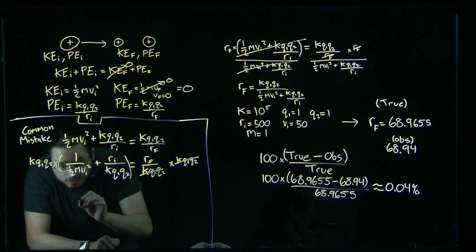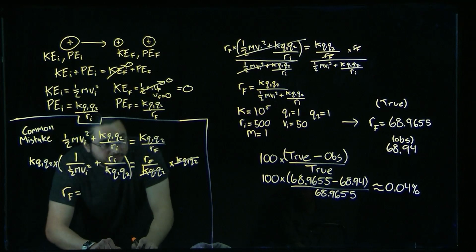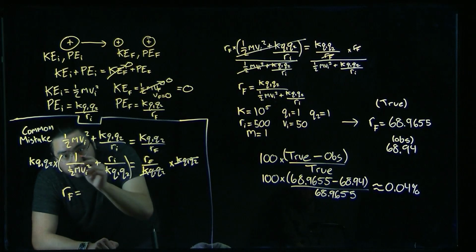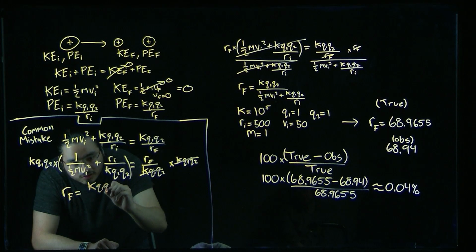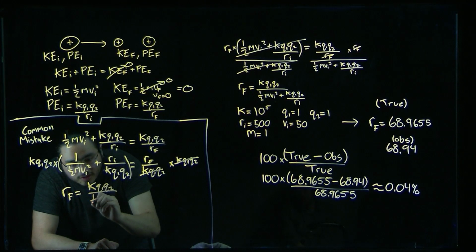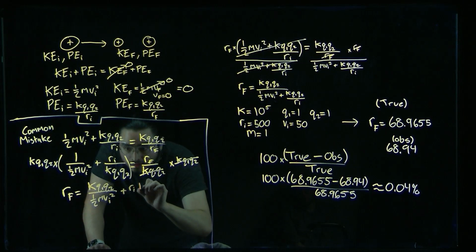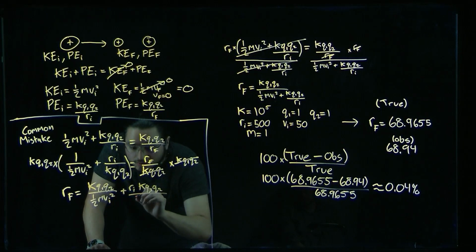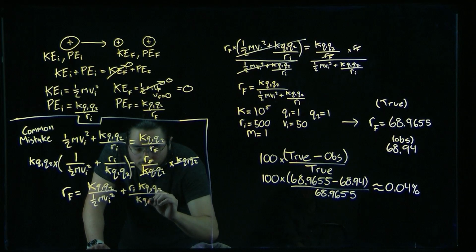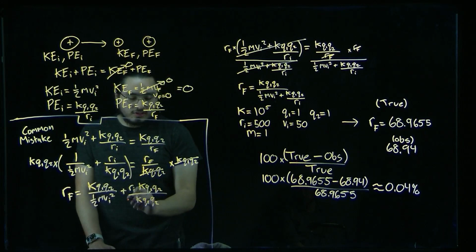I'll write it out over here. We'll put it on the left side this time. Alright, and now we distribute these out. So we'll get k q1 q2 over 1/2 m v_i squared plus r_i k q1 q2 over k q1 q2. And you're like, whoa, amazing. And you're like, oh, I could cancel these now because they're the same.